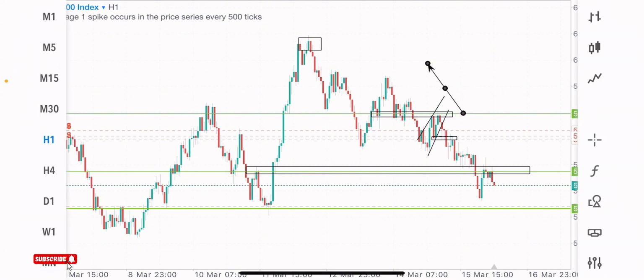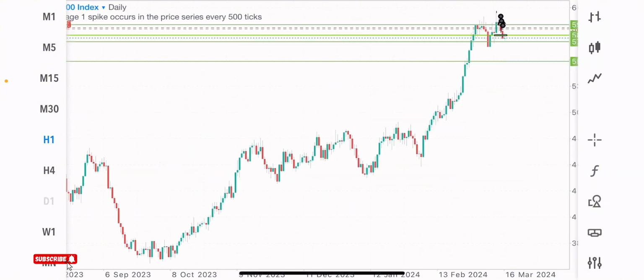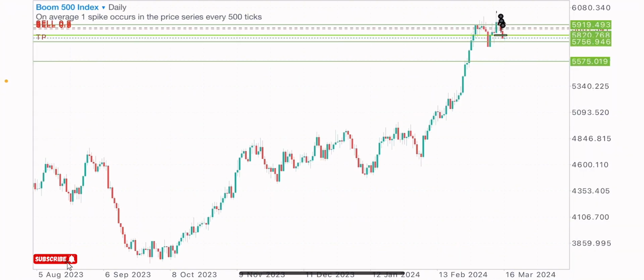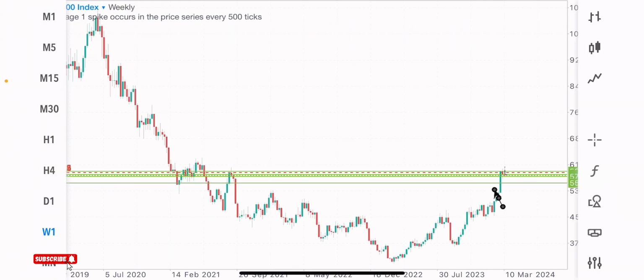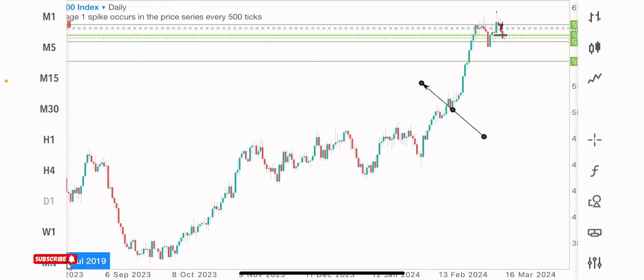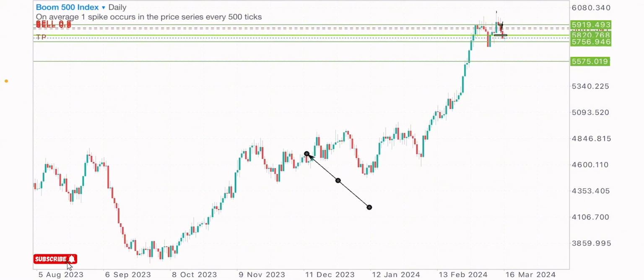So what's the market analysis? Basically, how do I know this index is going to sell from this level? Why did I predict the sells on Boom 500 index? In today's video, we'll be having a trade breakdown and market analysis on this index, and we'll be analyzing from a higher time frame, which can be the weekly, the monthly, or the daily time frame, down to a lower time frame like the 5-minute, the 15-minute, or even the 1-minute time frame, right? So let's analyze from the daily time frame.